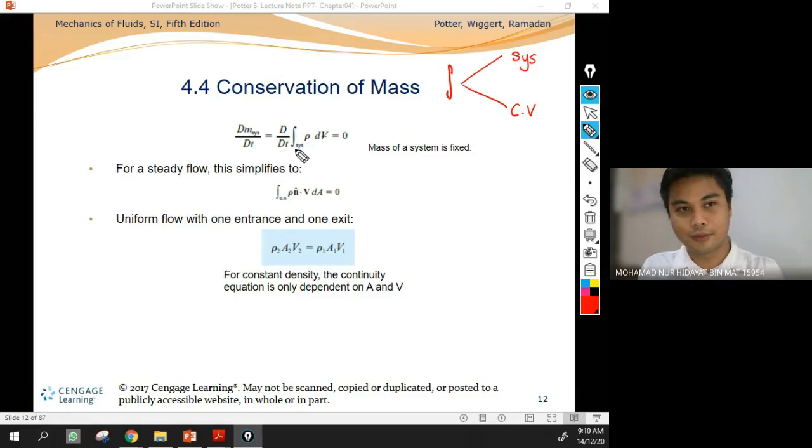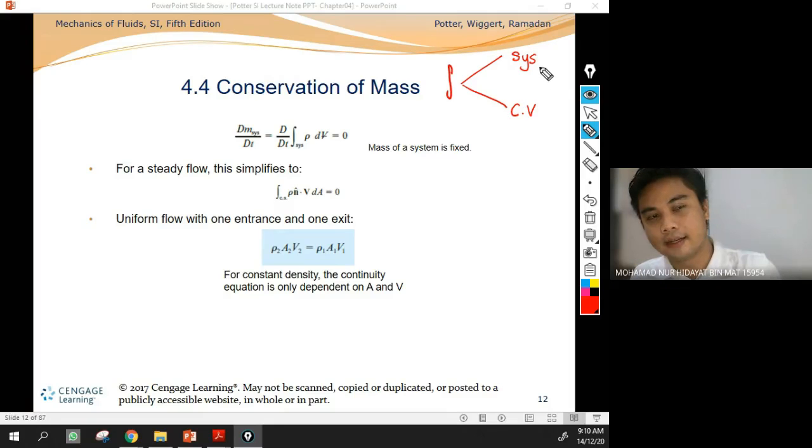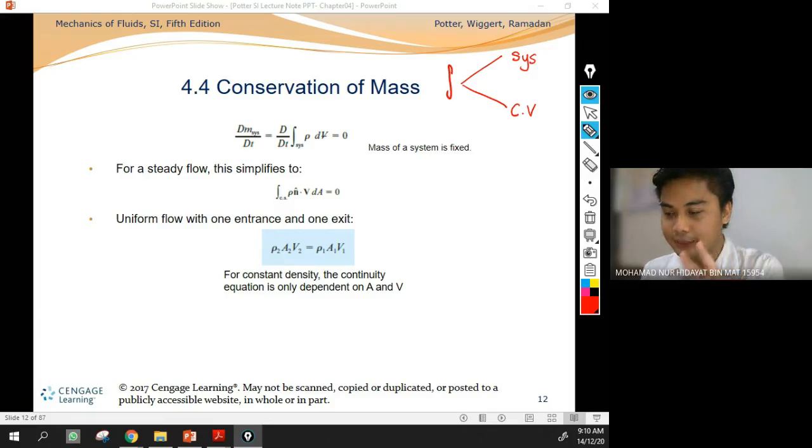The system is referred to the Lagrangian description. Remember, we have two types of description. Lagrangian description, where it focuses more on time. The control volume is the Eulerian description. It focuses on space and time, which is X, Y, Z, and time. So this is Lagrangian and this is Eulerian, right?